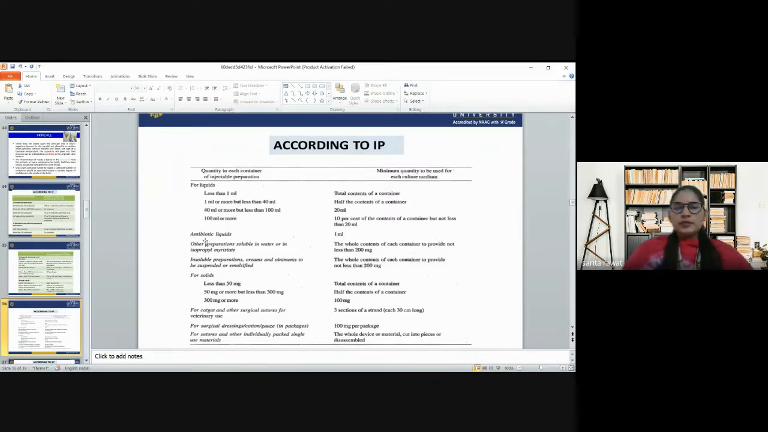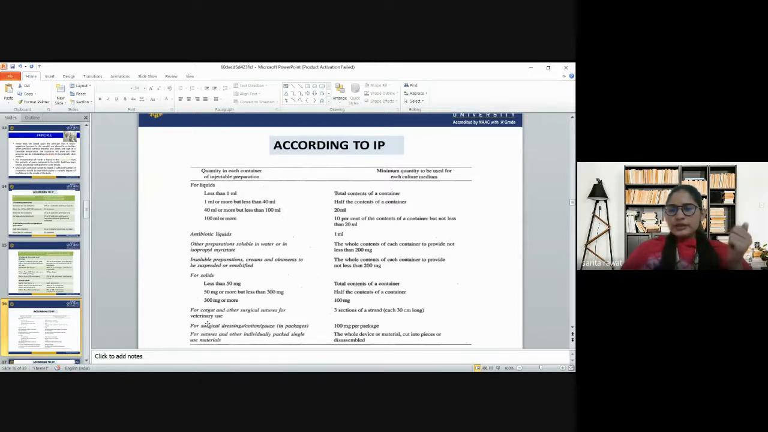The same for antibiotic liquid, where 1 ml is taken. Then other preparations soluble in water or in isopropyl, the whole contents of each container are taken, to provide not less than 200 ml. And for solids, if less than 50 mg, we have to take the total contents of a container. If there is 300 mg or more, we have to take 10 mg. So this is all about the quantity in each container according to the IP.